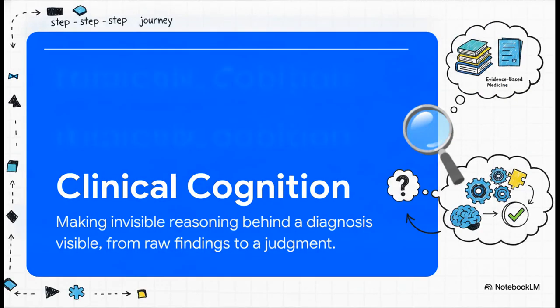But before we can personalize care, we really need to define our terms here. Clinical cognition is basically the art of making the invisible reasoning behind a diagnosis, well, visible. It's that structured journey from raw findings to a final judgment. Now contrast that with its sibling course, evidence-based medicine, which asks, can we trust this evidence? Clinical cognition asks a much more functional question. How do we actually process that evidence to get from these symptoms to a safe decision? It's not just about the final conclusion. It is all about how the reasoning actively moves.